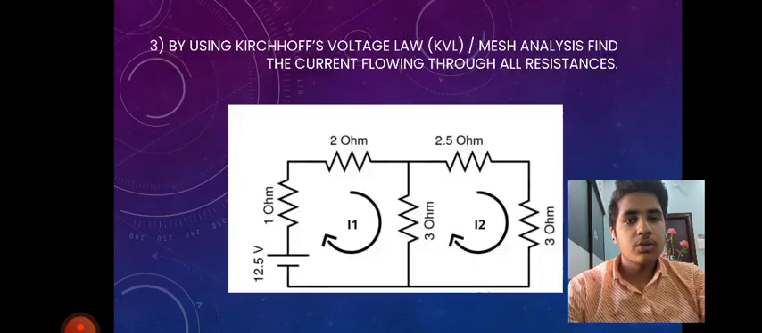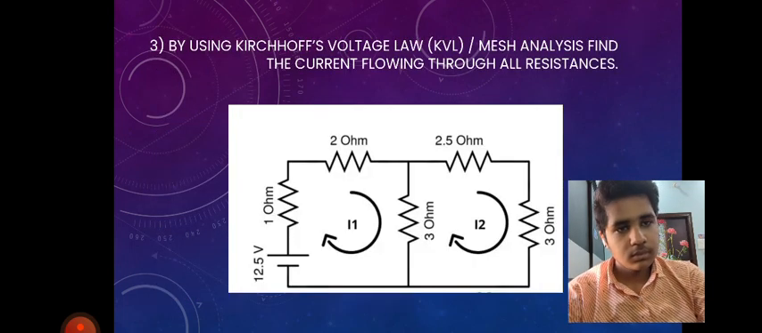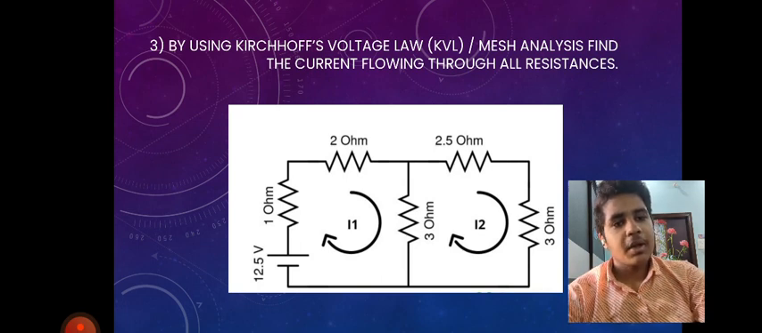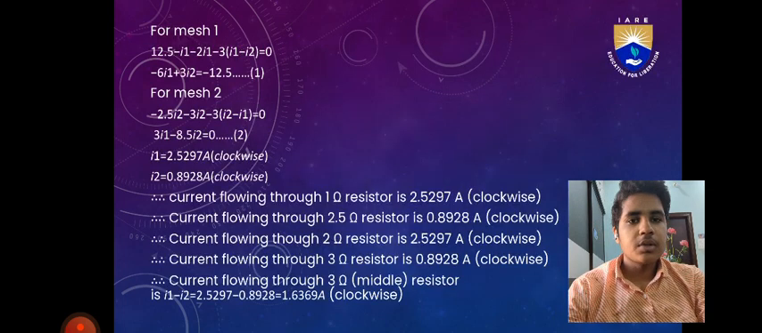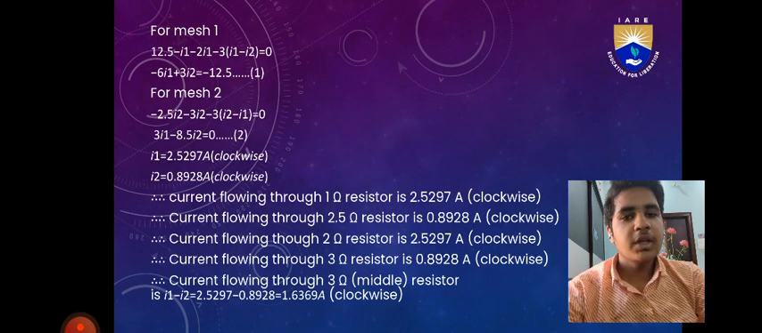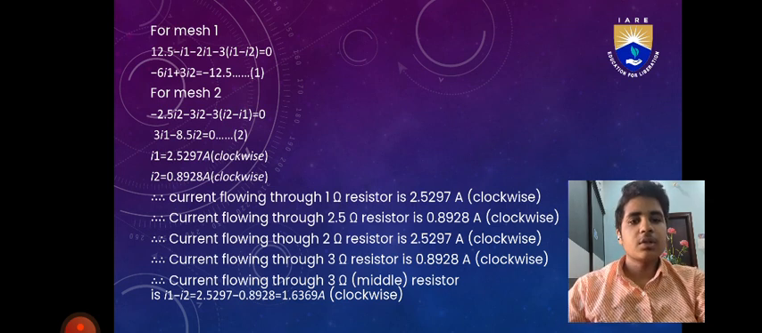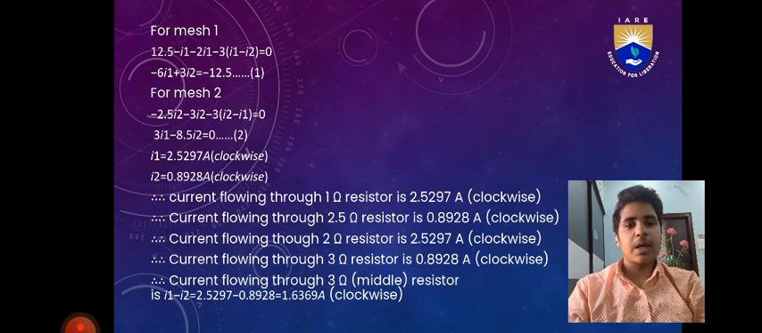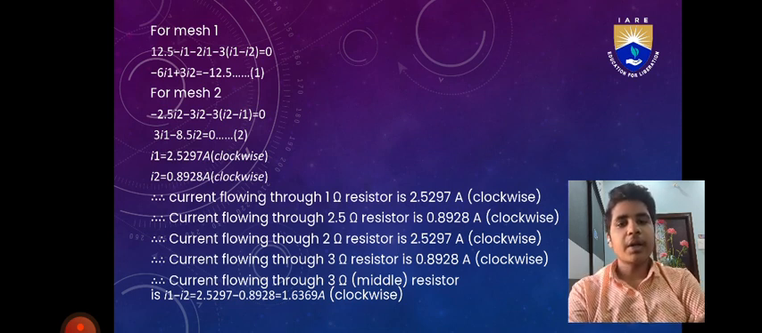So for mesh 2, minus 2.5 I2 minus 3 I2 minus 3 I2 plus 3 I1 is equal to 0. So 3 I1 minus 8.5 I2 is equal to 0. Let that be equation 2. So solving equations 1 and 2, we get I1 is equal to 2.5297 amps and I2 is equal to 0.8928 amps.